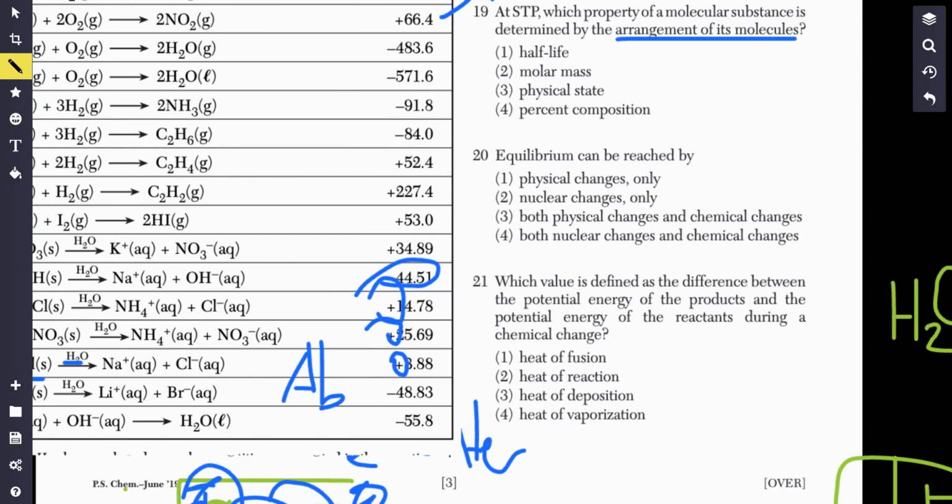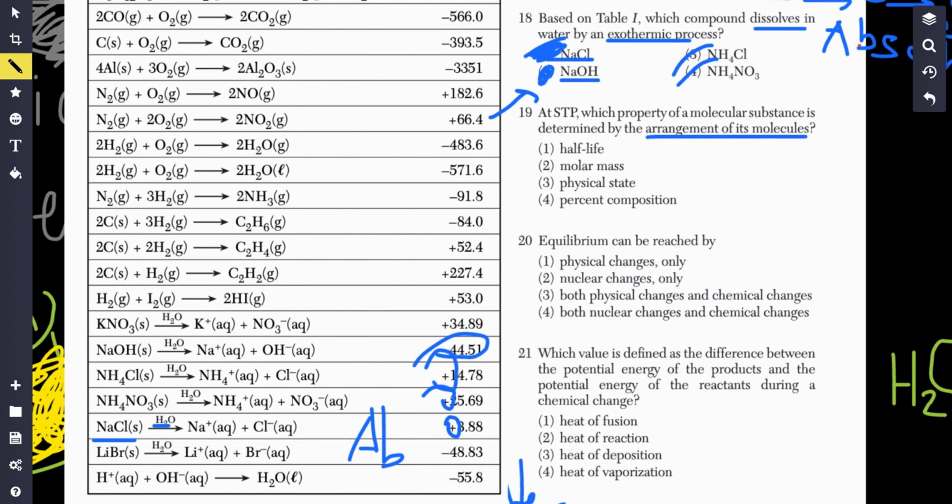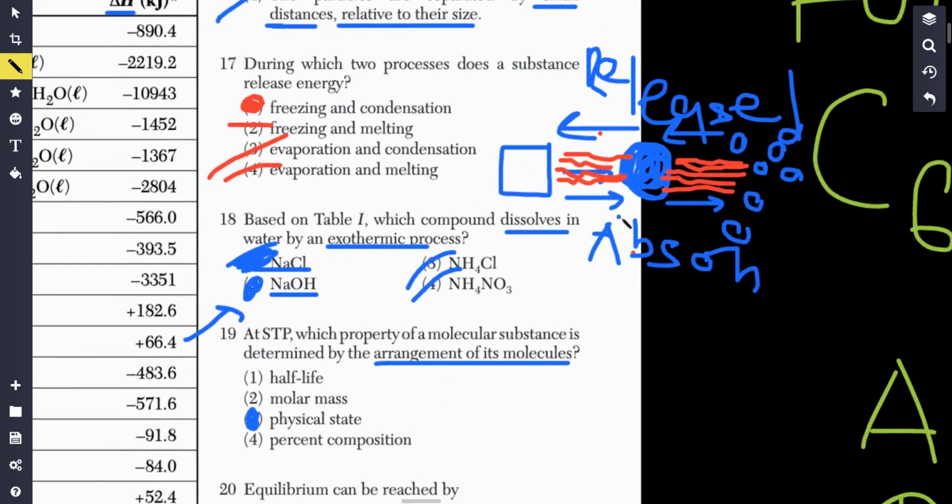At STP, which property of a molecular substance is determined by the arrangement of its molecules? Which property? Arrangement of its molecules. Well, half-life, molar mass, physical state, percent composition. I mean, it just has to be number 3. You can just think about water, like the example we saw before.